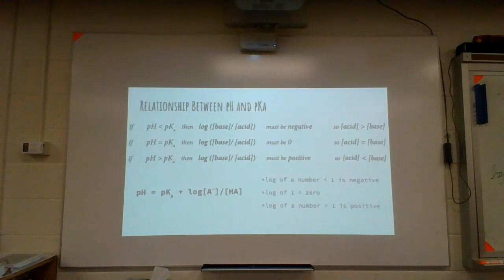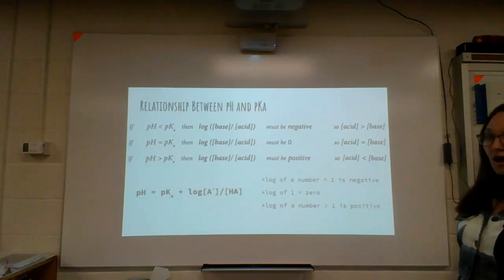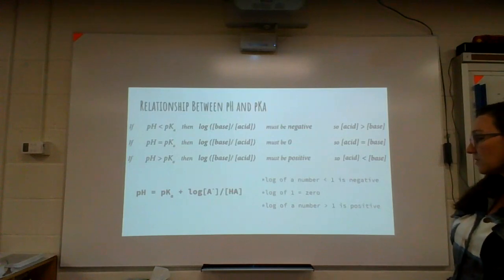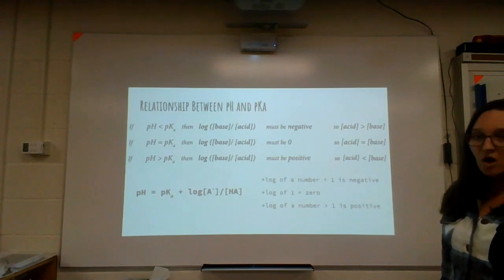That comes out to 0 because the concentrations of acid and base are equal. Then, if pH is greater than pKa, well, that tells us that the log of the concentration of the base divided by the concentration of the acid has to be positive. So the concentration of our acid is less than the concentration of the base. So some things to keep in mind. If we're taking the log of a number that is less than 1, then that log will be negative. If we're taking the log of 1, that value will be 0. And if we're taking the log of a number that is greater than 1, then the value of the log will be positive.